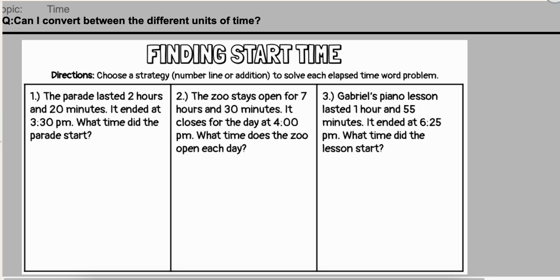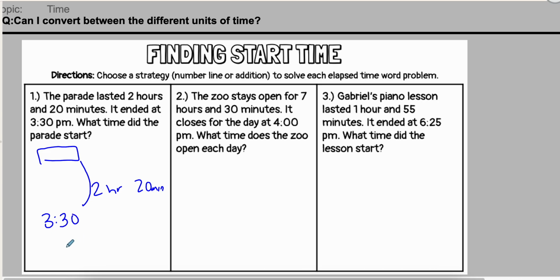There are times where you know how long you were doing something and when it ended, but you don't actually remember when it started. So this is finding the start time, working backward. In this case, there was a parade. It started at some point. I don't know what it was. But from this point, it went 2 hours and 20 minutes. And it stopped at 3:30.